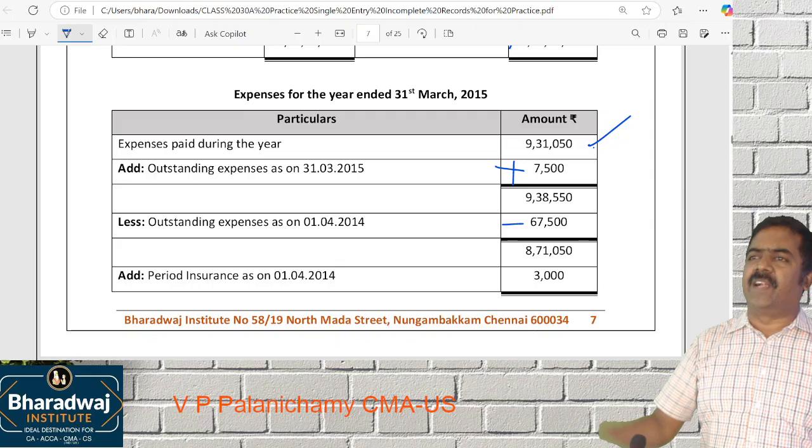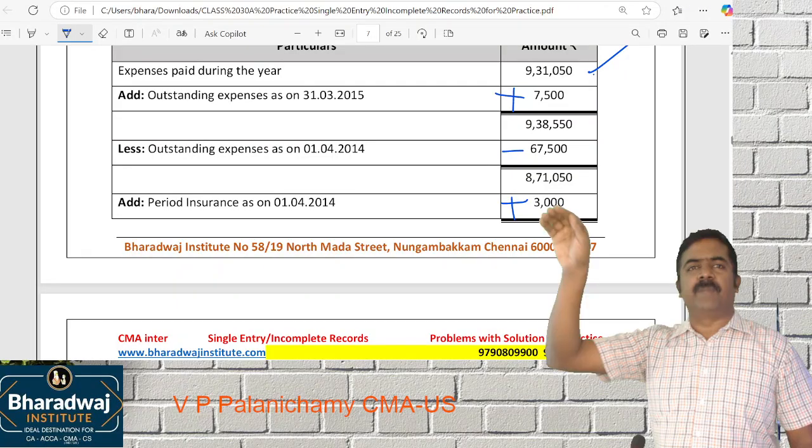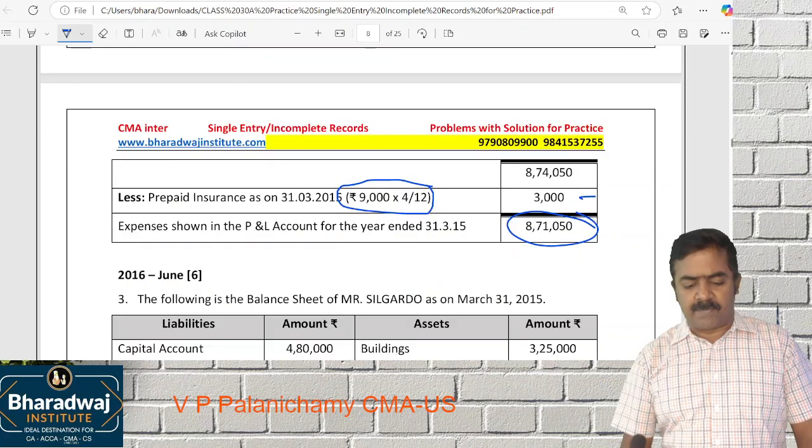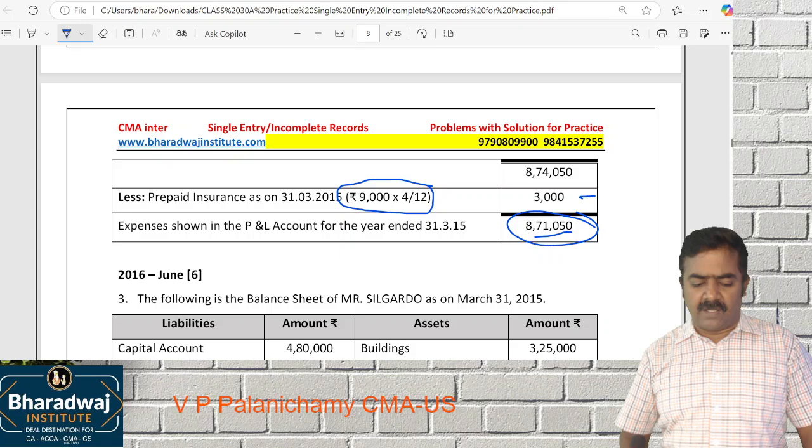Then prepaid insurance is given in the balance sheet. Here we add it. Why are we adding? At the beginning of the year, that is paid for which year? Current year. At the end of the year, it is paid till August. So eliminated, that is paid for which year? Next year. You get expenses in P&L account. As I told you, the main answer we can just go through.